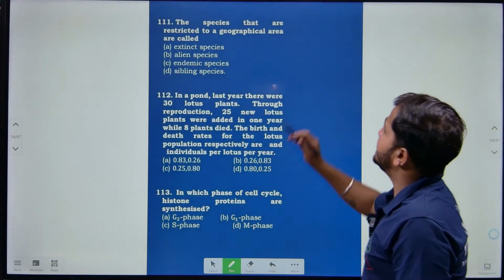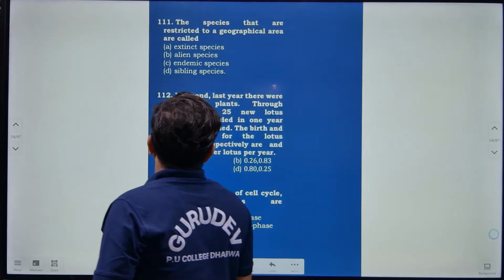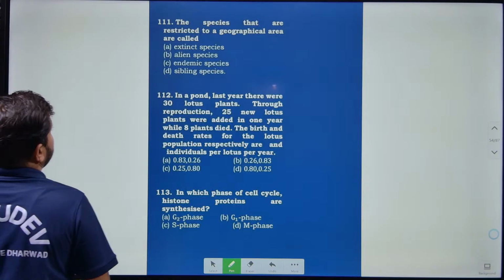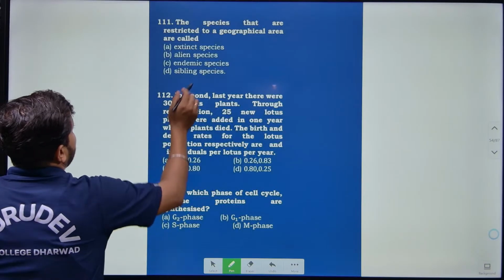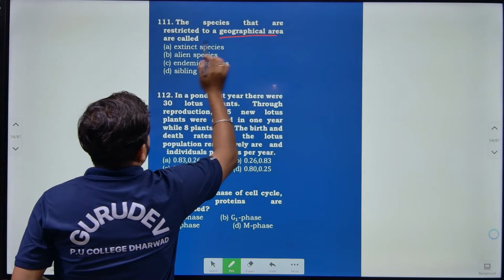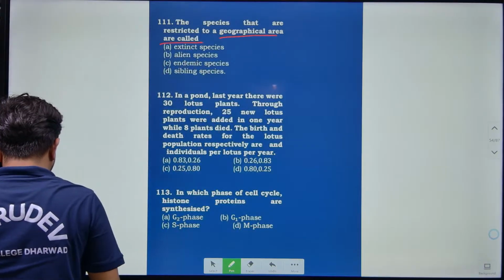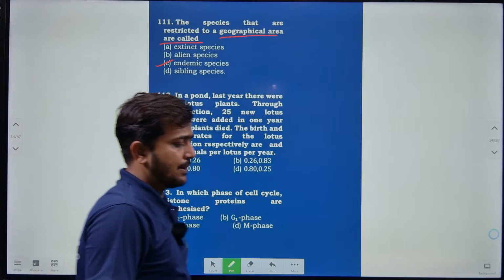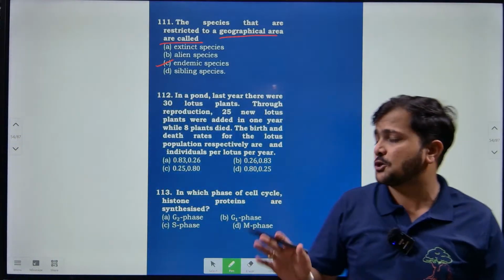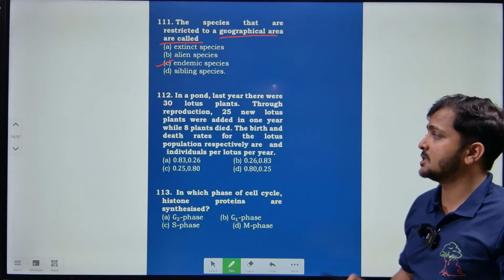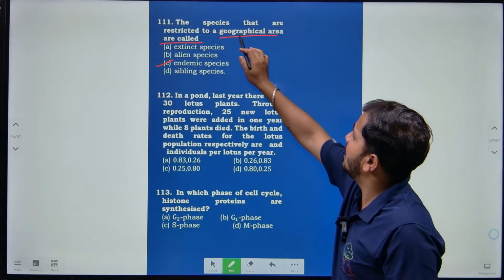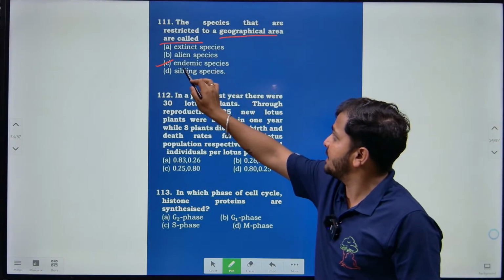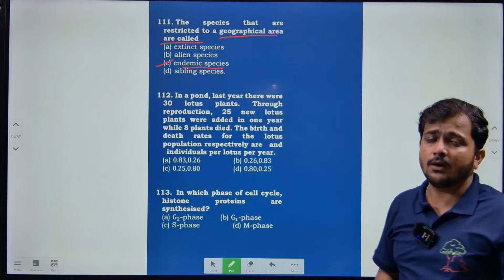Then the species that are restricted to a geographical area, that is question number 11, right? The species that are restricted to a geographical area are called endemic species. Why are they restricted? Just to preserve that particular species, so they are confined to a restricted geographical area. Those species are known as endemic species.